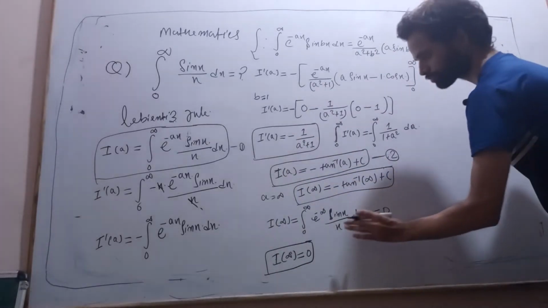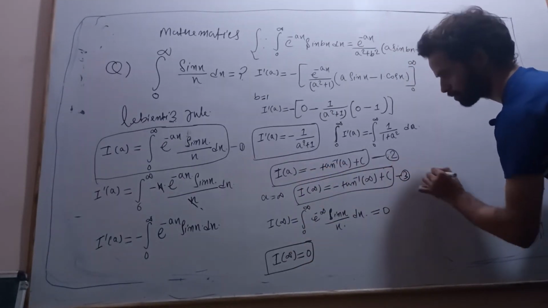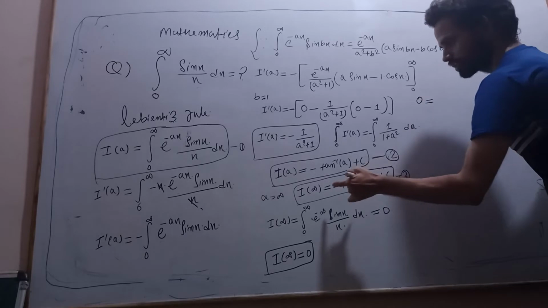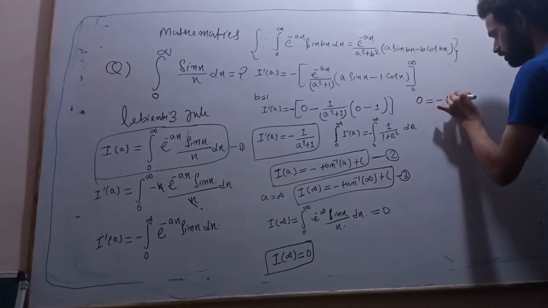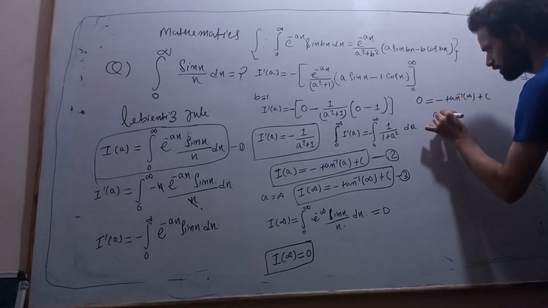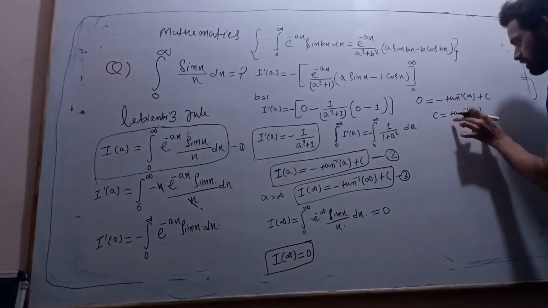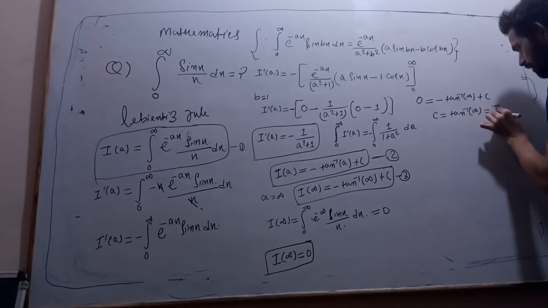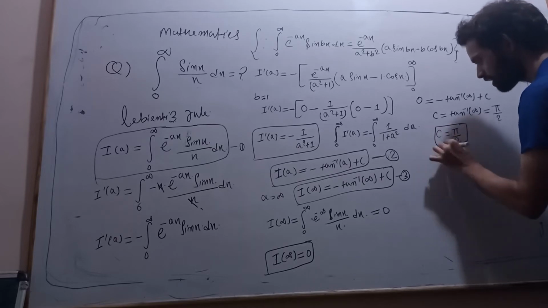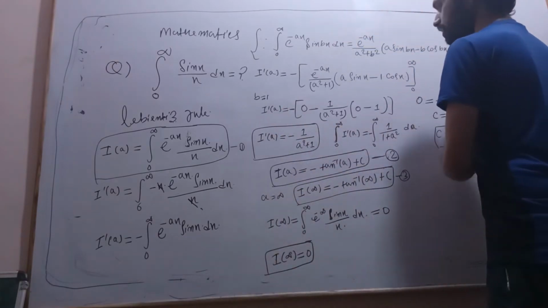Now just put this value in equation number 3. Put this I of infinity here, which is 0. So 0 is equal to minus tan inverse infinity plus c. So c is equal to tan inverse infinity. What is tan inverse infinity? It is nothing but pi by 2. So c is equal to pi by 2. Now we have achieved our goal, the value of c.